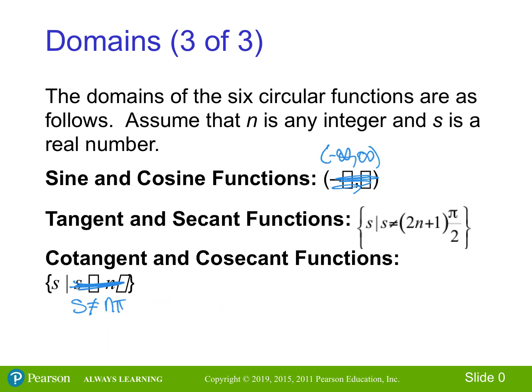So just to reiterate, the domain of our functions for sine and cosine is going to be all real numbers. For tangent and secant, it's going to be all real numbers except when we have increments of pi over 2 or 3 pi over 2. And cotangent and cosecant are going to be all real numbers except when we have increments of pi.